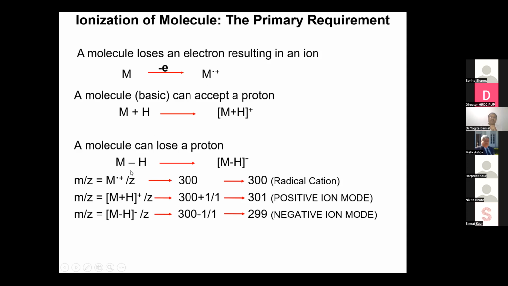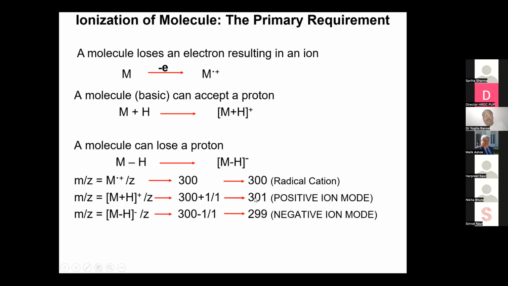So if a molecule is converted to a radical cation, and let's say its molecular mass is 300, it will be detected at m/z 300. If it is basic in nature and accepts a proton, it will be detected at m/z 301. If it is acidic in nature, it will lose a proton and it will be detected at m/z 299. Now, what does this mean?